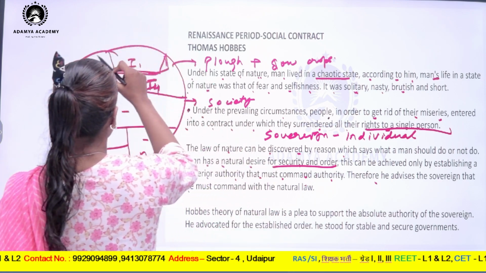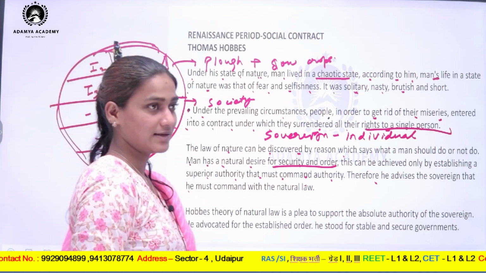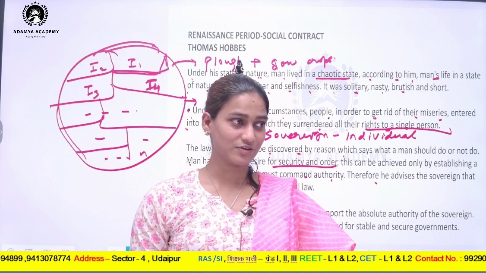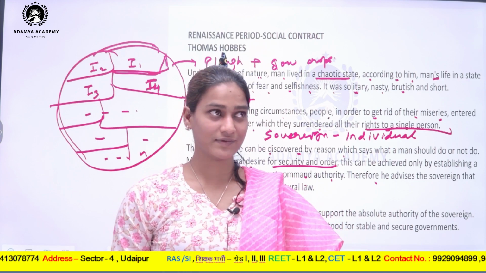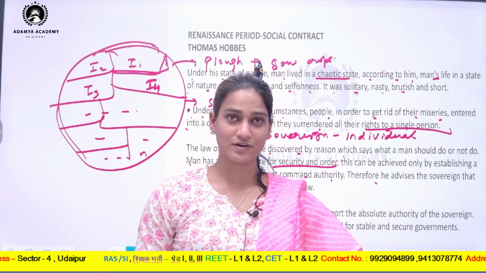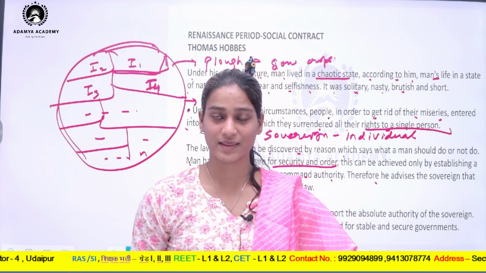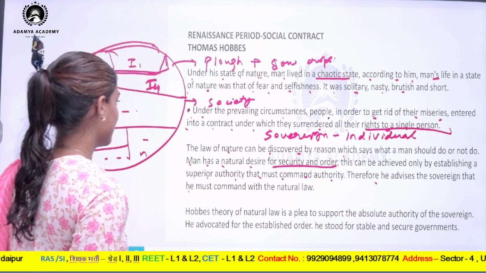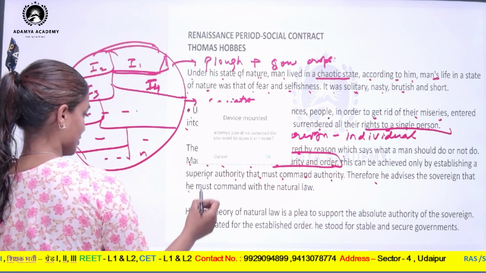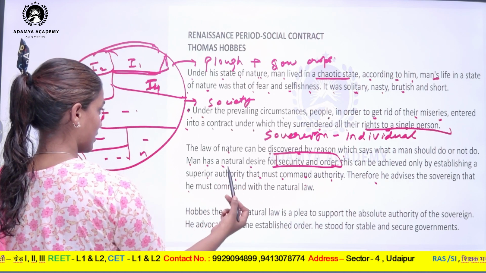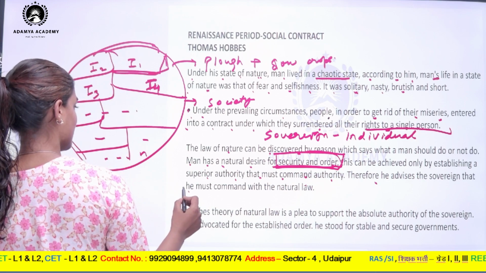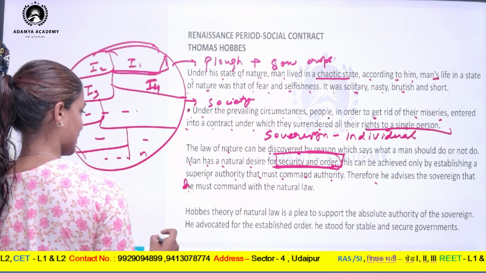So, in this society, what was missing? Security and order was missing because people used to quarrel with each other with respect to their rights. So, when the need was felt, the sovereign was the person who took hold of that need, and thus, for establishing security and order, this social contract theory was created.